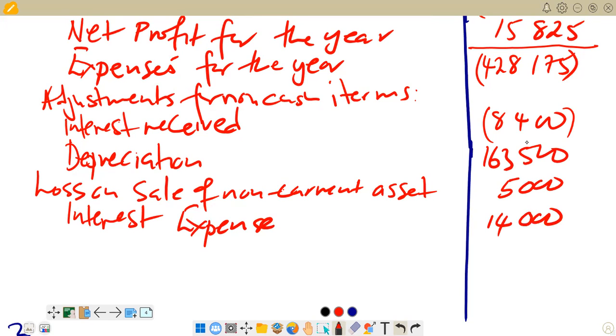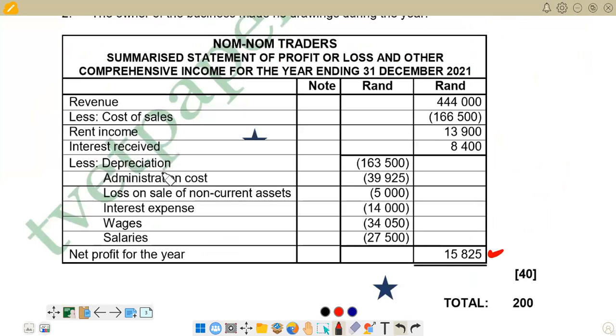Then we try to see what we have next there. So that is what we have. So we go back there to check the next adjustment. Remember, we are not adjusting for administration costs. We didn't adjust for administration costs and didn't adjust for rent. This is what we have in terms of rent income, and then we've got administration costs.